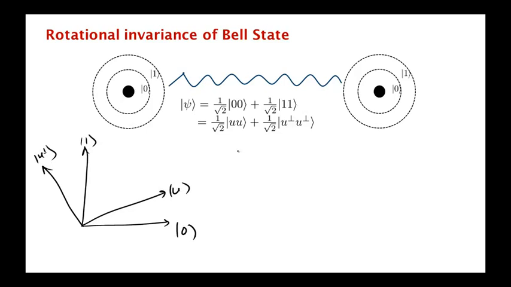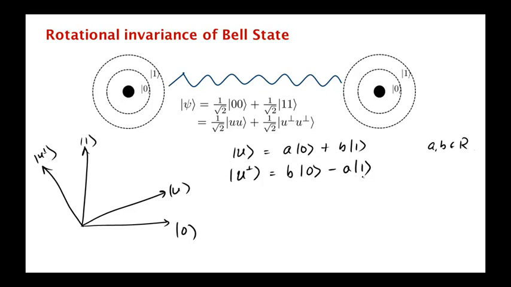Okay, so just think of u as being some arbitrary vector a0 plus b1, where a and b are real numbers. And then u perp you can write as b times 0 minus a times 1. Actually, the way I have drawn it here, it's minus b times 0 plus a times 1.